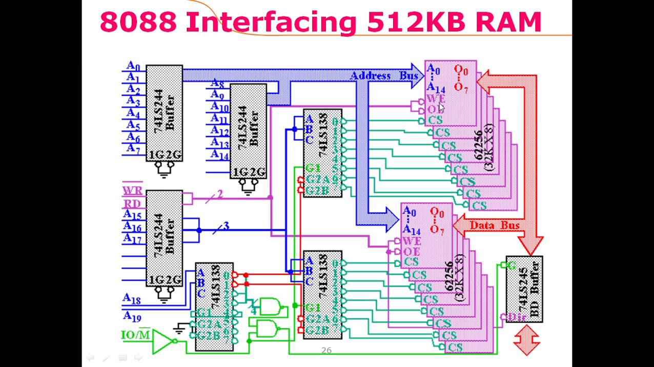Each chip is a random access memory with output enable, write enable, and chip select pins. So the total memory is 512 kilobyte.